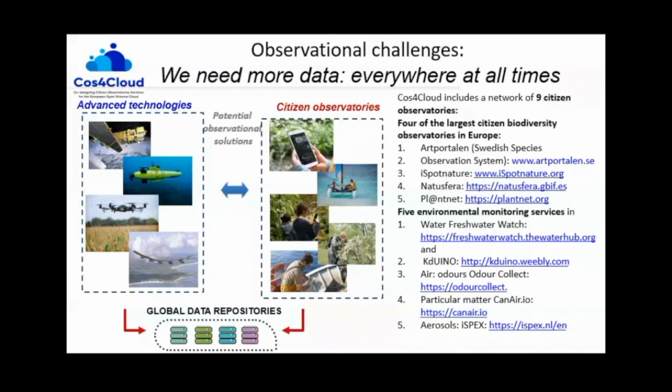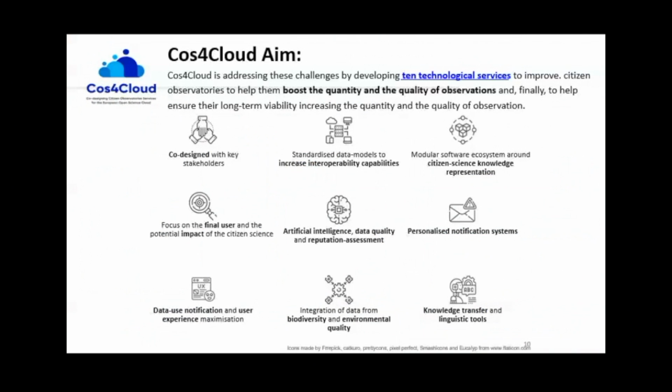But what we're trying to do with all of this, the whole aim is to develop 10 services which can improve what citizen observatories like iSpot in terms of the biodiversity ones can do and what the environmental quality ones can do. And it's to make sure that there's some interoperability between the biodiversity ones and the environmental ones to see how we can co-design and standardize some of these services to meet the needs across Europe.